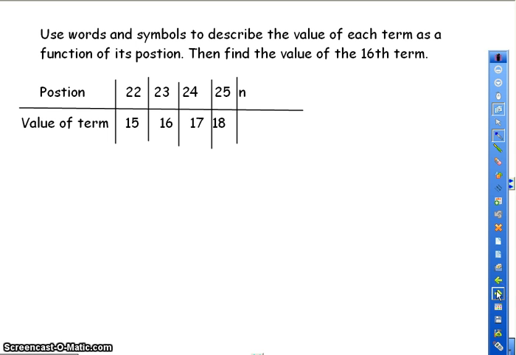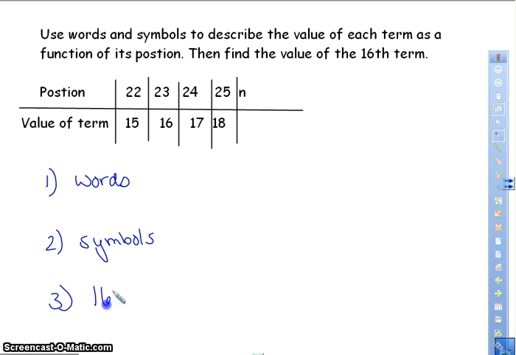Okay, use words and symbols to describe the value of each term as a function of its position. Then find the value of the 16th term. Okay, within this problem there are 3 answers. You need to give me the answer in words, in symbols, and find the 16th term. So what you're doing is you're looking at the position and you're trying to figure out what am I doing to this position number to get the term.